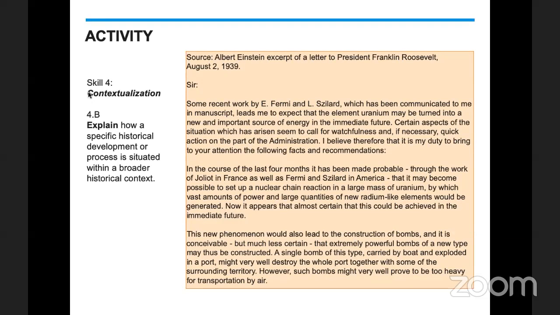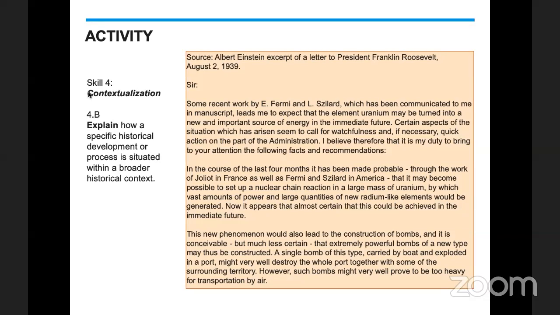So this activity is just contextualization. We were talking yesterday, or Katie mentioned yesterday, about the dropping of the atomic weapon that ended the war in Japan, on Hiroshima and Nagasaki. That took place much later in the war, toward the end of the war in 1945. But this source was written by Albert Einstein in a letter he wrote to President Franklin Delano Roosevelt, FDR, on August 2nd of 1939. And keep in mind, the United States didn't enter the war until 1941.